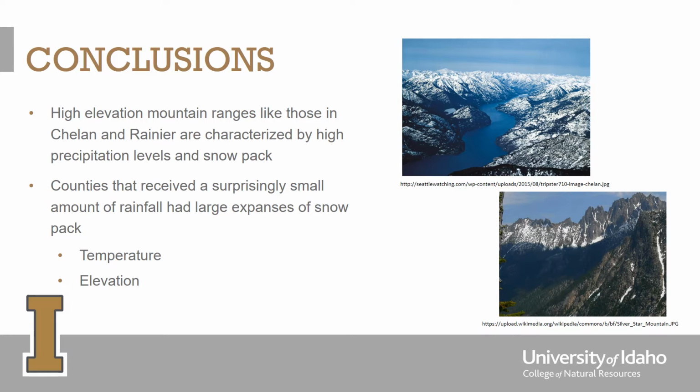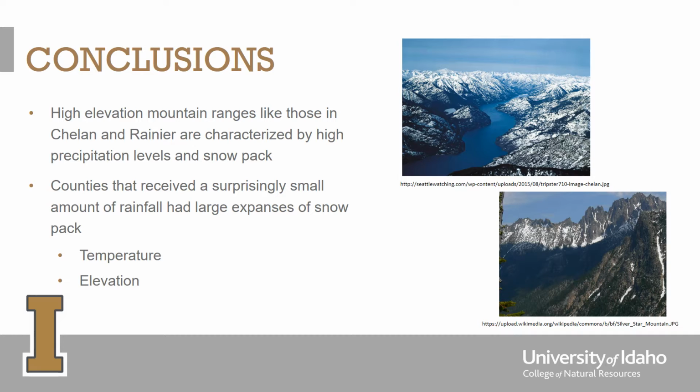Surprisingly, counties with small precipitation levels, like the ones I said earlier, Okanogan, Ferry, and Pend Oreille, had large areas of snow cover with those small precipitation levels. This was actually contrary to my hypothesis, but I did research a few more possible explanations. I came up with the ideas of it being temperature or elevation, and especially temperature during that 2010 year.